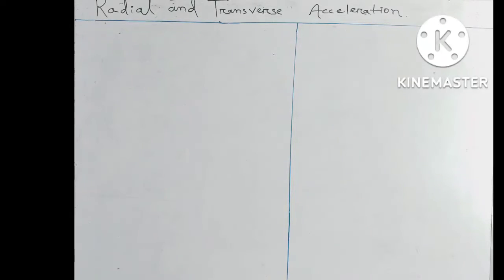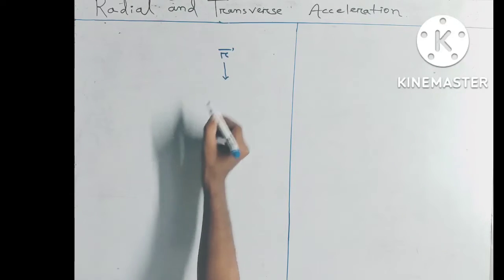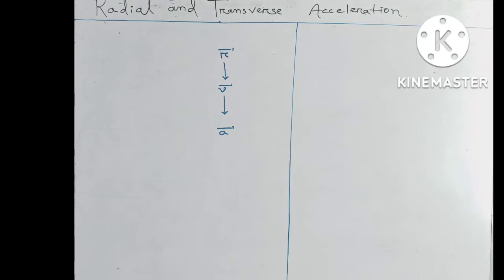Today we will discuss a very important topic, which is radial and transverse acceleration. So, before understanding acceleration, we need to have a good idea about the position vector, how from the position vector we can get the velocity vector, and then from the velocity vector we can get the acceleration. So first we will find the position vector, then from position we will find velocity, and after that we will move to acceleration. Okay, so this is a very important topic in physics.